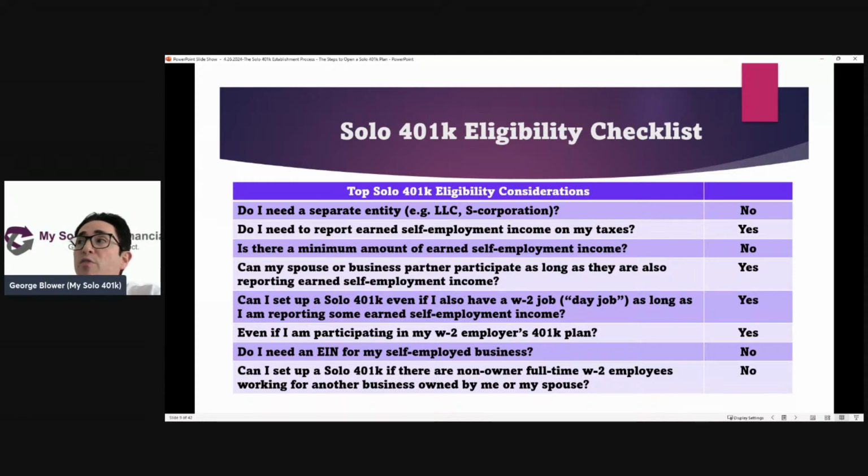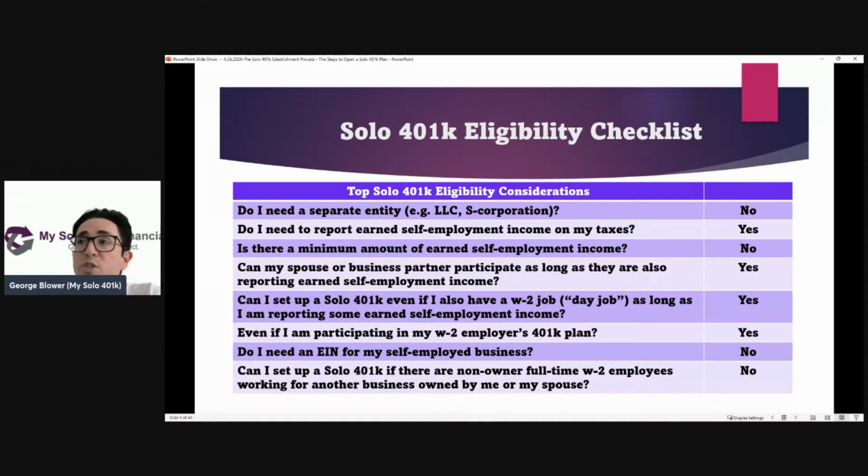Is there a minimum amount of earned self-employment income that you need to report? So no, there isn't. But of course, if your goal is to be able to make contributions, you're not going to be able to save more than you earn, right? So if you don't report a relatively high amount of earned self-employment income, then you're not going to be able to save a relatively high amount to the solo 401k.